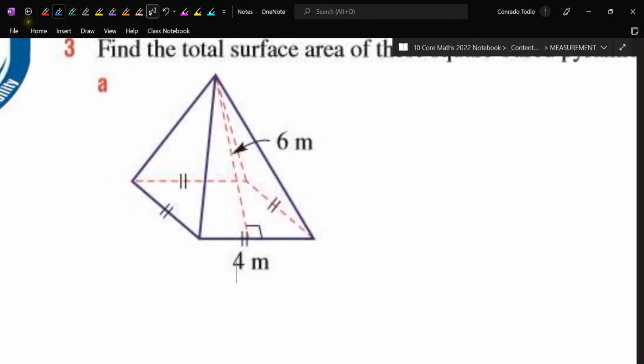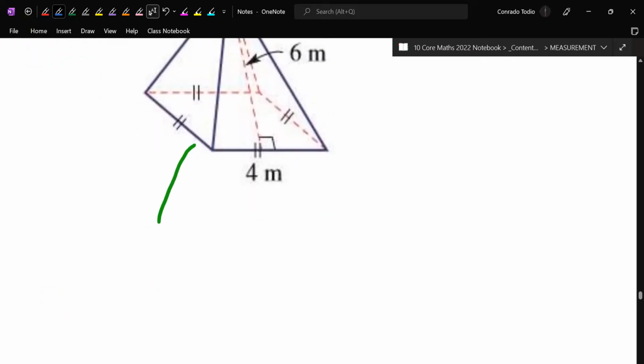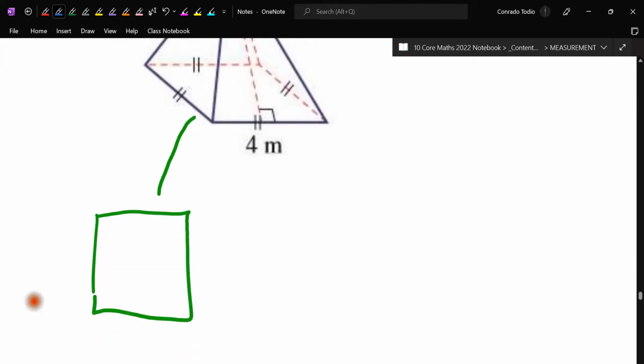All right, let's find the areas of these. All right, for the square base, okay, let's just, I'm going to draw my little arrow there. So you can draw the face if you want to, or the shape. You don't have to, but if it helps you, okay, just draw it.